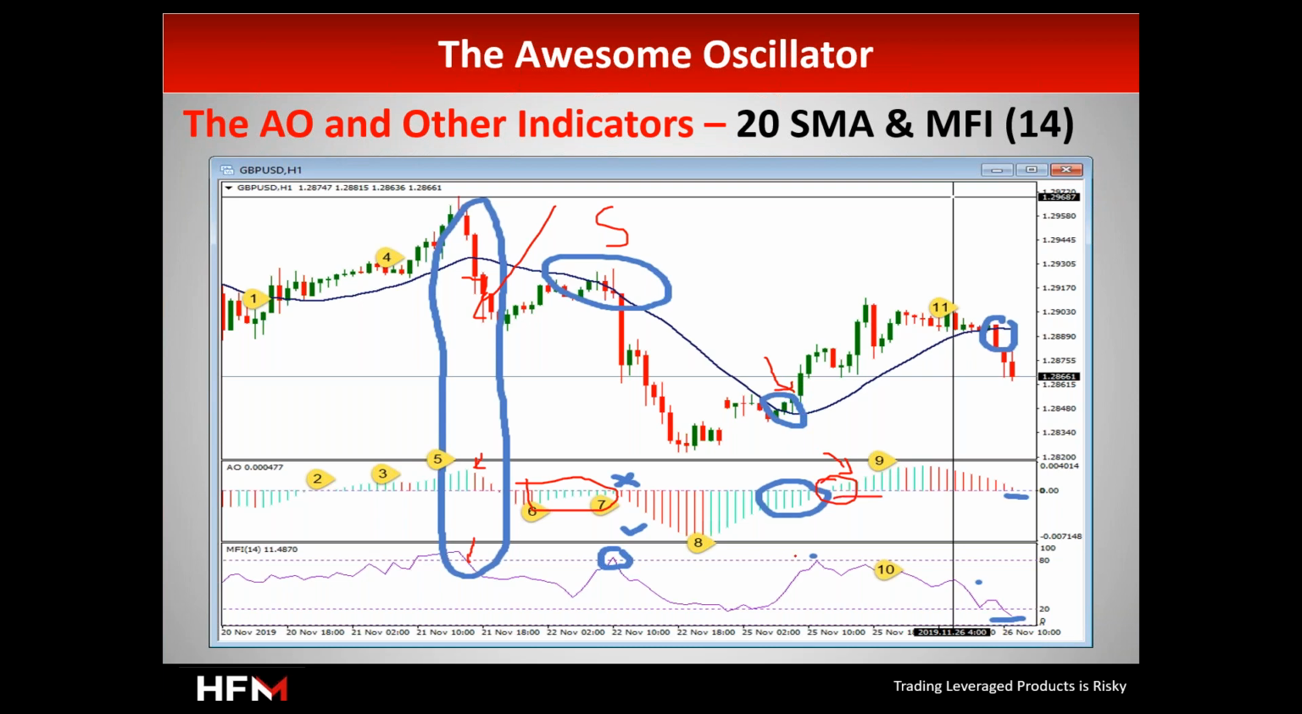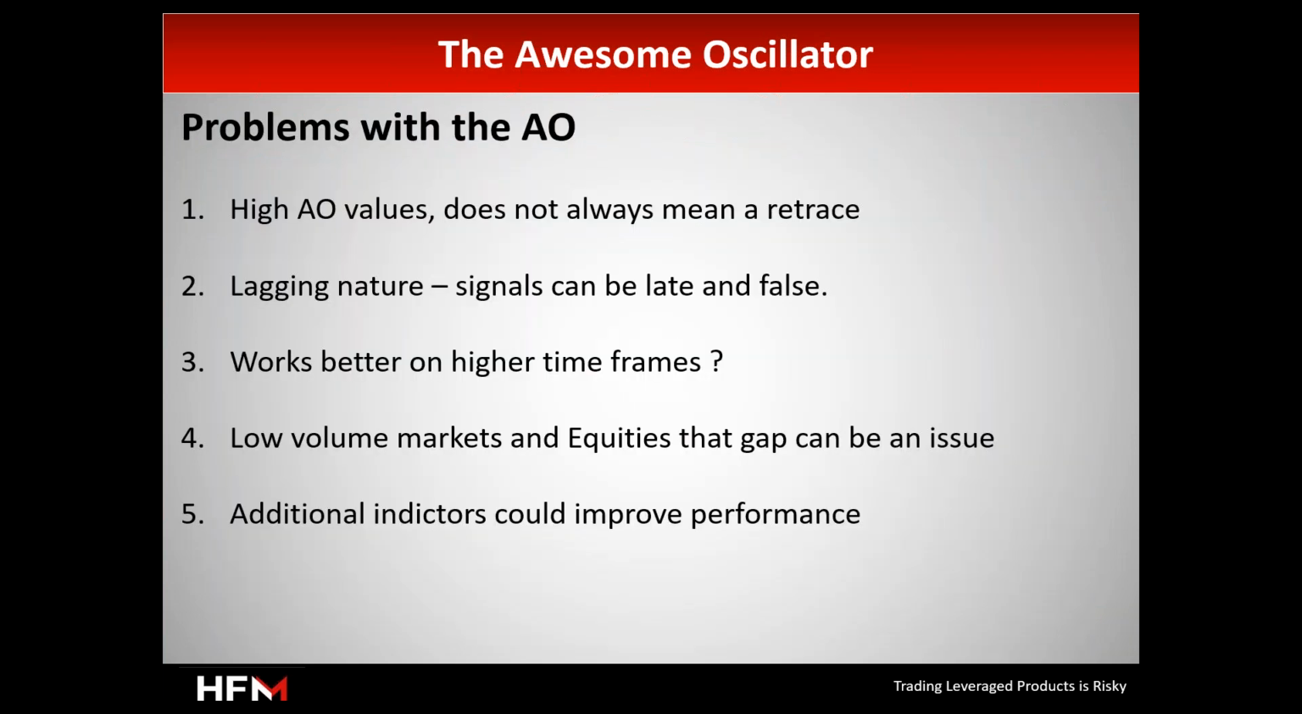Once the Awesome Oscillator turns positive again, or once the asset turns above the 20 simple moving average, you look at the distance of that; it's huge. So that's why it's better to combine them, because that gives you extra confidence.